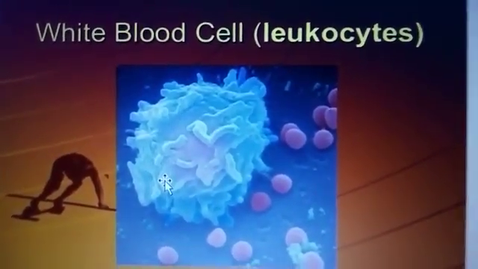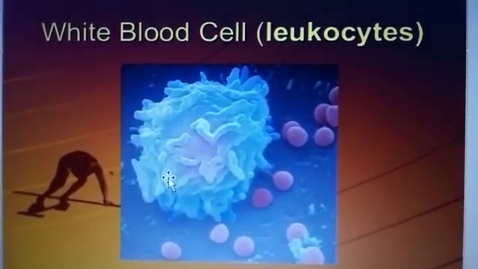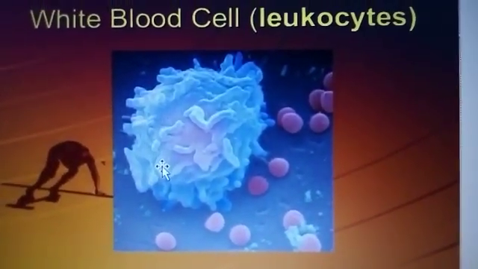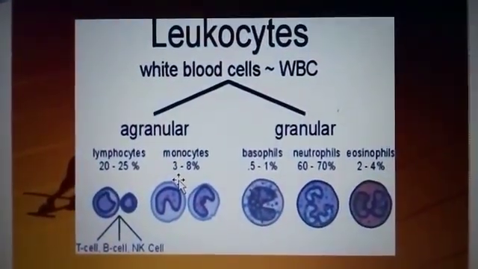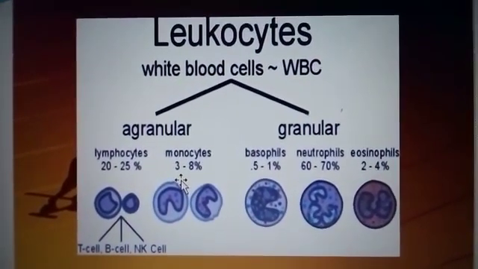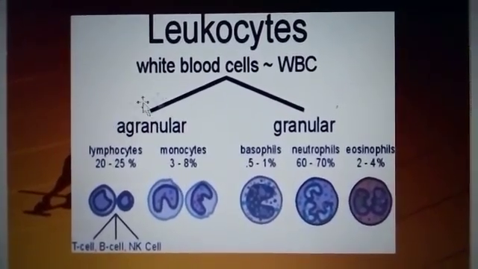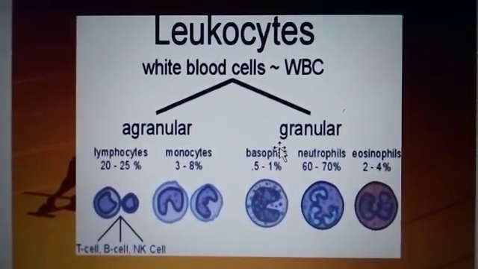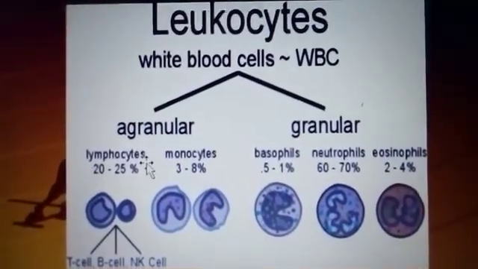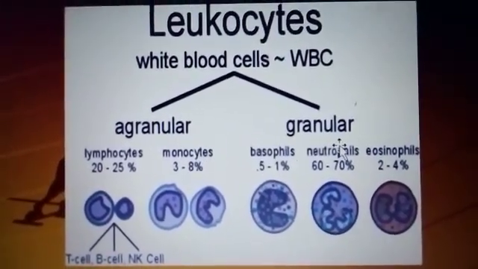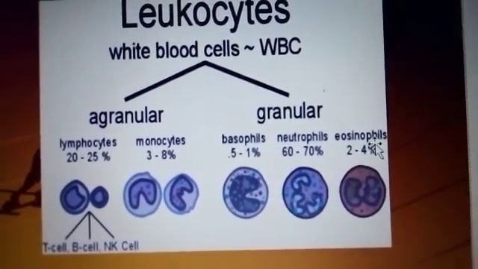Next is about white blood cells. White blood cells are also known as leukocytes. You can see how the white blood cells look. There are 5 different types of white blood cells. They are mainly classified into 2, agranular and granular. In the agranular types, you can see lymphocytes and monocytes. And in the granular part, you can see basophils, neutrophils and eosinophils.